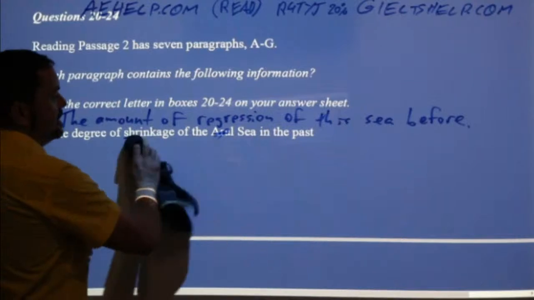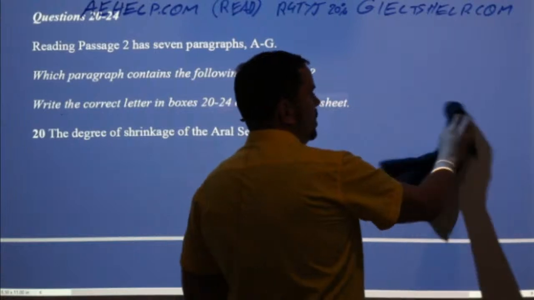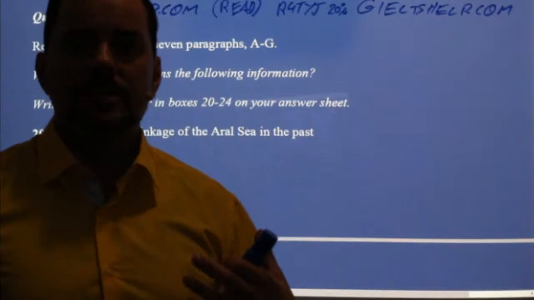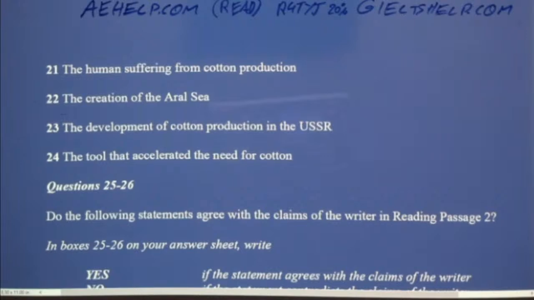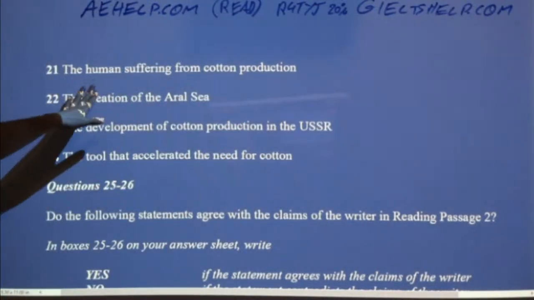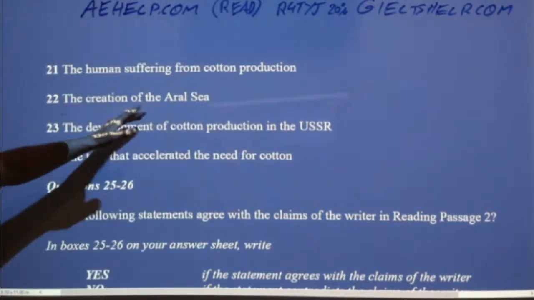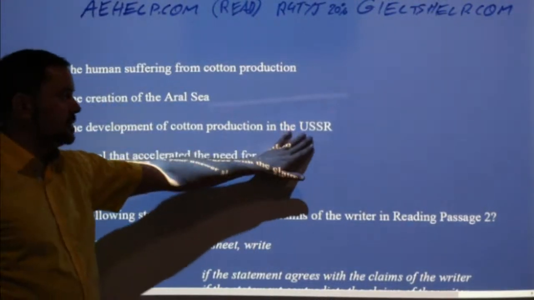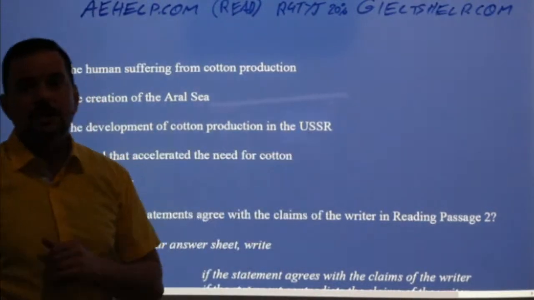So that's how we paraphrase. Now at home, you want to paraphrase on paper, and then in the real exam, while you're doing this kind of question, you want to paraphrase mentally. Okay, so in your mind. All right. Next one. So the human suffering from cotton production. Challenges to people from making cotton, the creation of the RLC, the way the RLC came to be, the development of cotton production in the USSR, the advancement of making cotton in the Soviet Union. Okay.